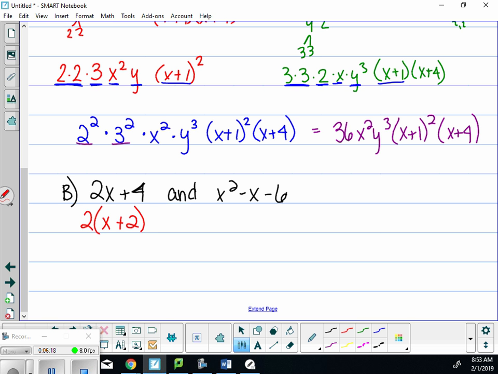x squared minus x minus 6. We're looking for two numbers that multiply to negative 6 and add to negative 1. Our options would be 1 and 6, 2 and 3. The one that's going to give us a difference of 1 is 2 and 3. So x minus 3 and x plus 2. So there's our factored forms.